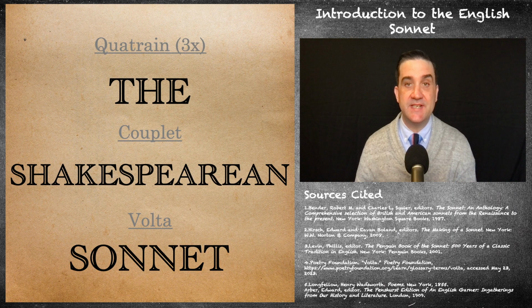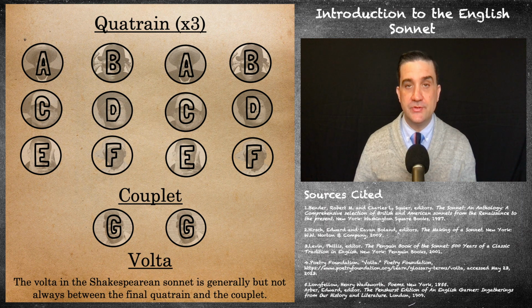Now let's talk about the Shakespearean sonnet. The Shakespearean sonnet also has 14 lines and a volta, but these 14 lines are divided differently and the volta appears in a different place as well. These line divisions in a Shakespearean sonnet are 3 quatrains and 1 concluding couplet. A quatrain is 4 lines of poetry, and a Shakespearean sonnet has 3 quatrains.